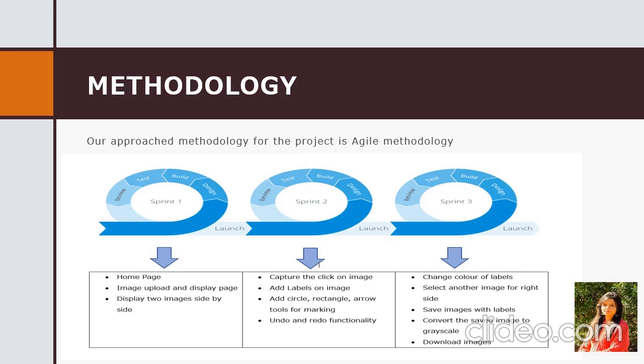And for sprint 2, we have covered capture the click on image, add labels on image, add circle, rectangle, arrow tools for marking, and undo and redo functionality. And for sprint 3, the user stories that we have covered are change color of labels, select another image for the right side, save image with labels, convert the saved image to grayscale, and download image.